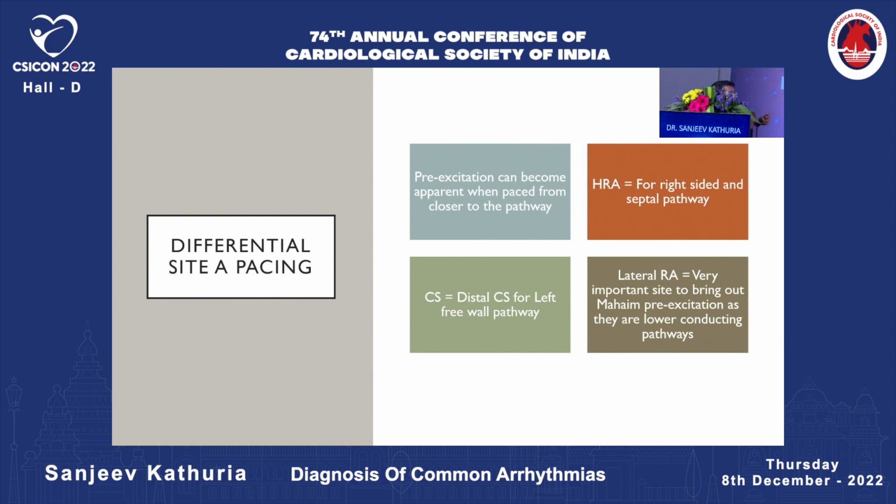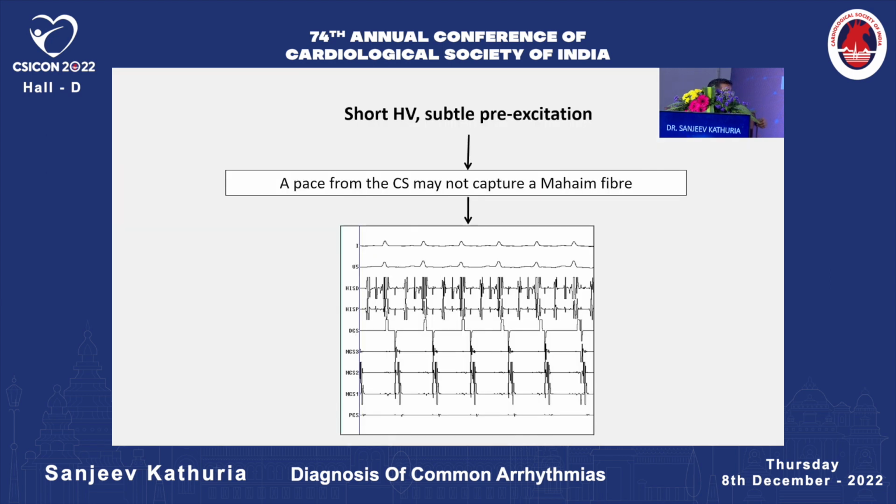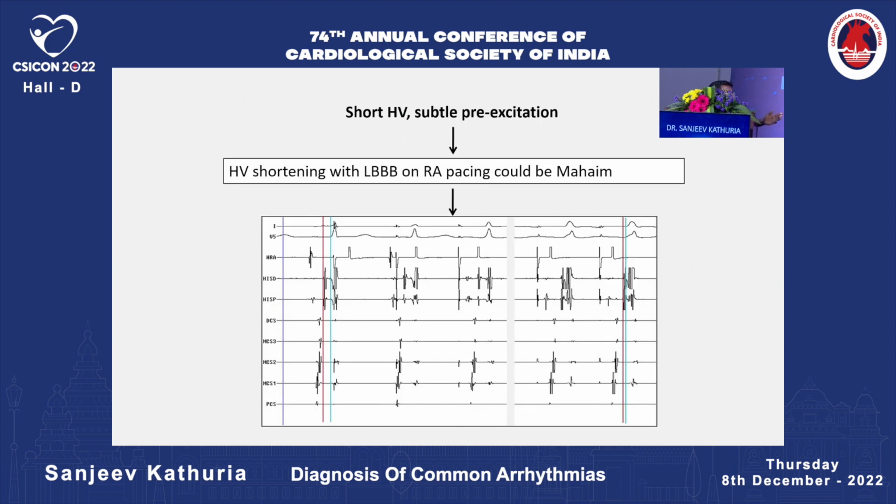Differential A-side pacing I very clearly mentioned. Pre-excitation can become apparent when you pace near the pathway. Again, for the HRA, it will be for the right pathway, CS distal for the left free wall pathway, and lateral RA, this is for the Baham pathways. I think we should concentrate more on the ORTs and the AVNRT. So, this was a subtle pre-excitation. This is about the Baham pathway you're trying to capture, but you'll have short HV but subtle pre-excitation if you're pacing away from CS somewhere, because the pathway is mostly a right side free wall pathway. And this will become much more manifest if you pace from the right side itself.